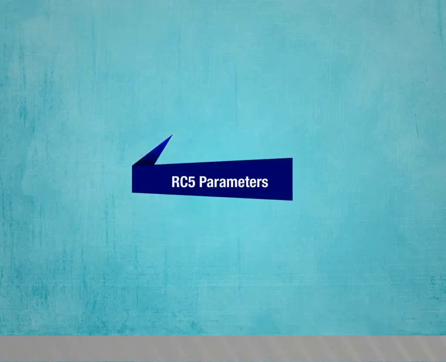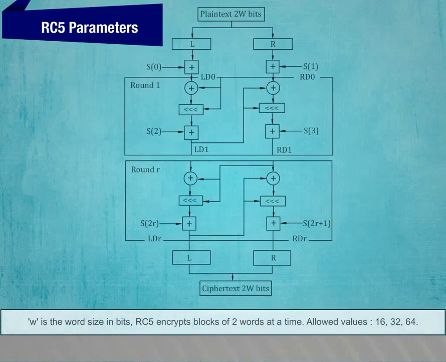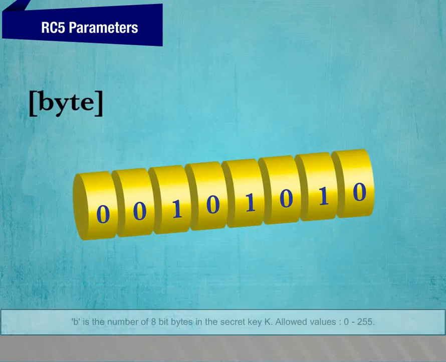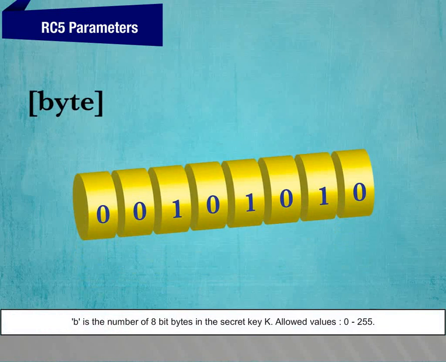RC5 parameters. w is the word size in bits. RC5 encrypts blocks of 2 words at a time. Allowed values are 16, 32, 64. r is the number of rounds. Allowed values are 0 to 255. b is the number of 8-bit bytes in the secret key K. Allowed values are 0 to 255.